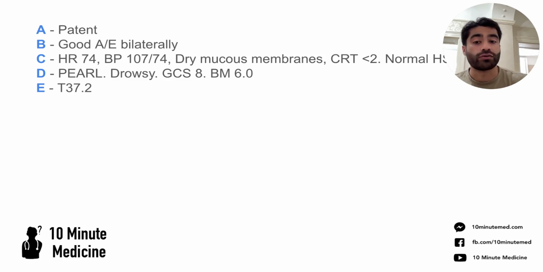They're quite drowsy though. GCS is 8 and their BM is 6. So you've ruled out hypoglycemia as well there. Temperature of 37.2, so not acutely running any fevers. So nothing staring out at you yet, apart from the fact that they're still drowsy and their GCS is obviously very low. So you're quite concerned.